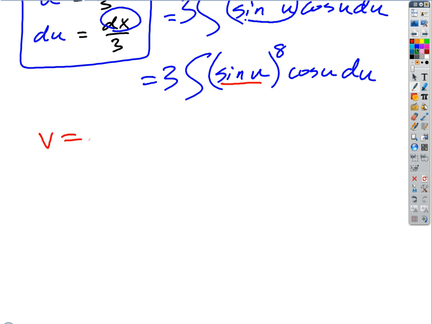So if v equals sine u, then what's dv going to equal? Say it again. Hang on, what's the derivative? You're thinking antiderivative. What's the derivative of sine? Cosine. Cosine u du.